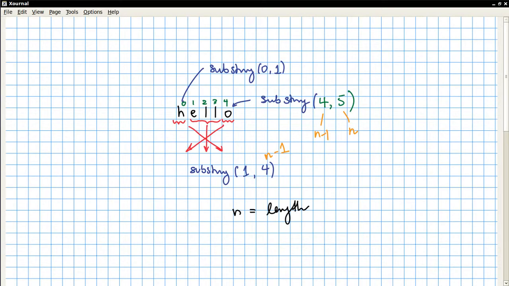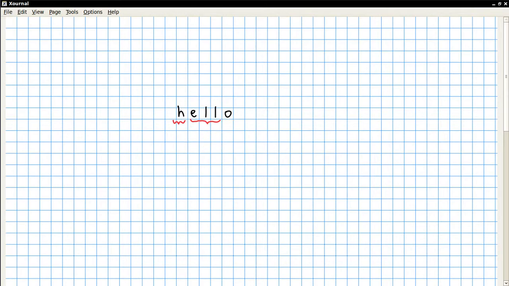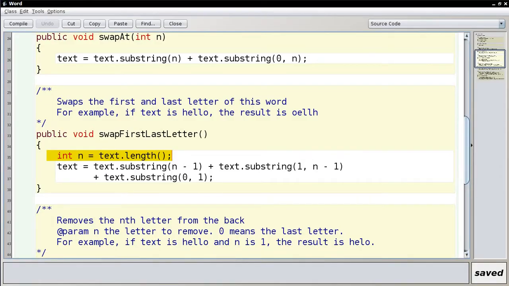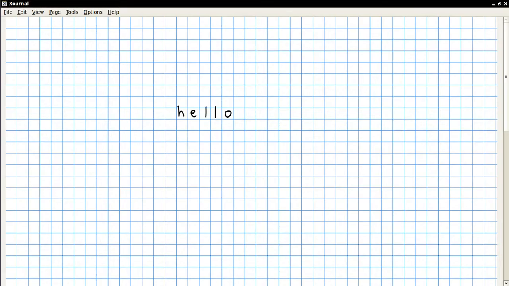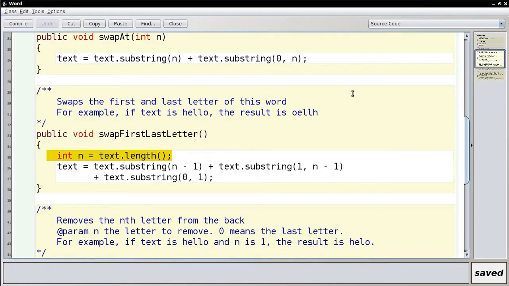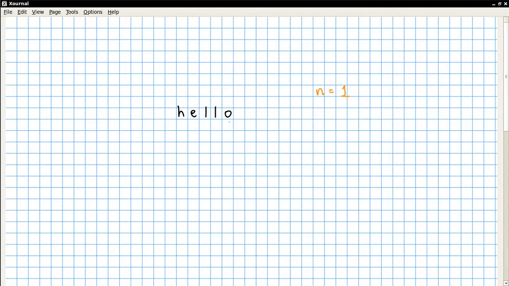Now moving on to the next one. Let's again start with hello, and if n is 1, we want to remove the first letter from the back. So let's write down that n is 1 in this case. And in this case here, when we count them from the back, this one is position 0, 1, 2, 3, 4. Whereas when we count them from the front, let me do those in green, those are the actual index positions. So we need to extract two substrings again.